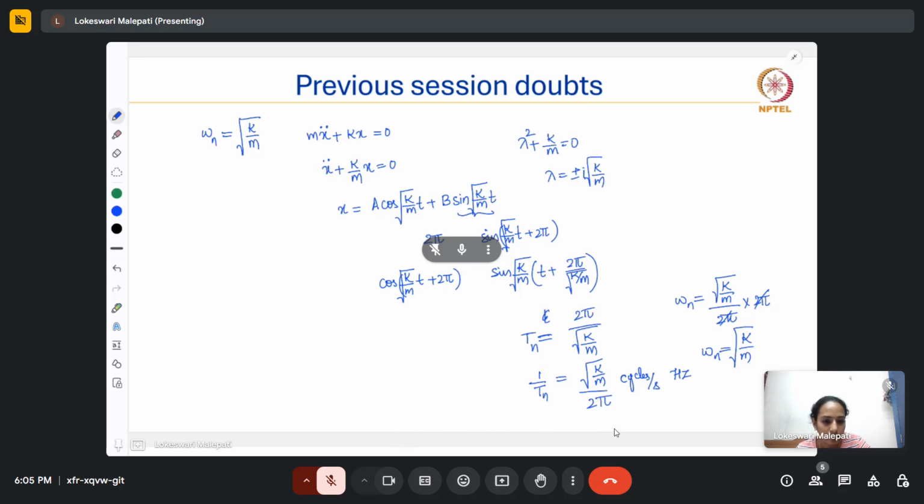Why did we multiply 2 pi to frequency? So this is the cyclic frequency. That means this is the time required for one complete cycle. So one cycle is 2 pi radians, right? So to get in radians per second, we just multiply by 2 pi.